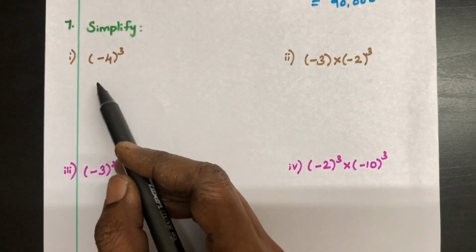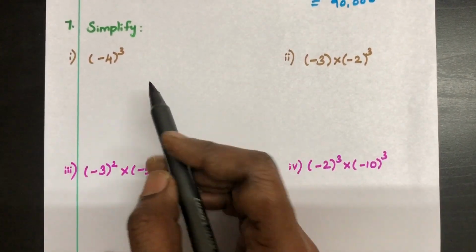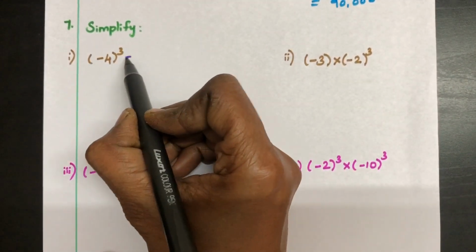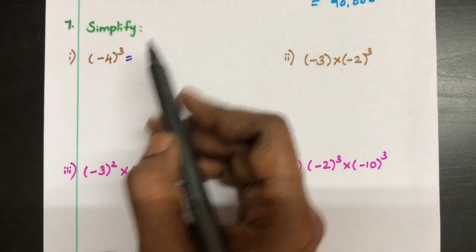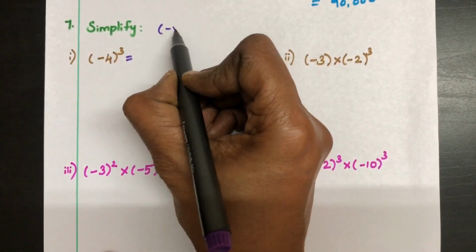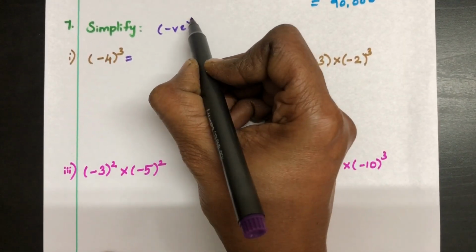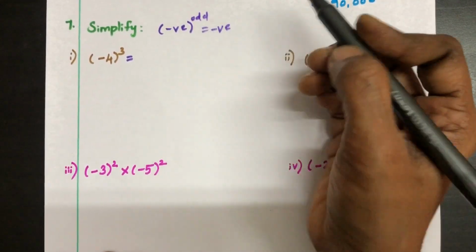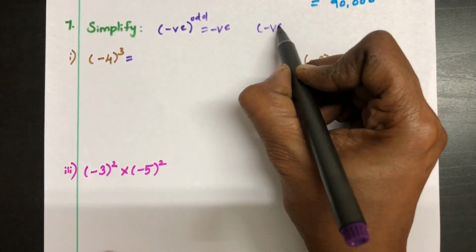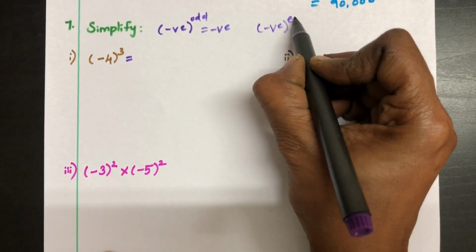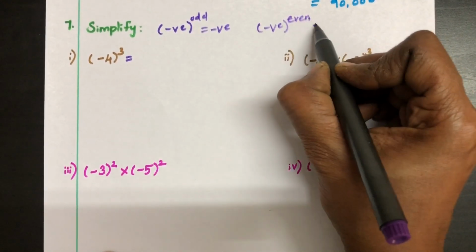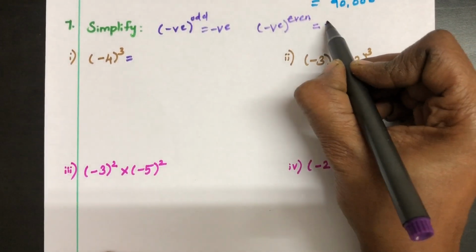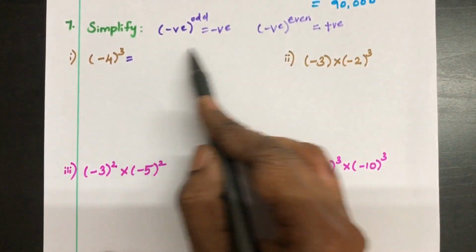Simplify. Now exponents with negative numbers as a base. So how to do this? See, we have just seen that a negative number with an odd power means the answer must be negative. A negative number with an even power is always positive. Just keep this in mind.